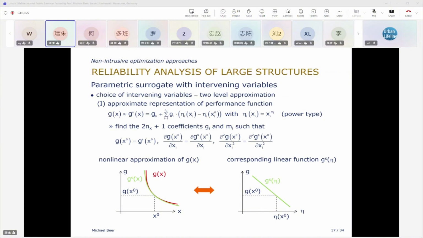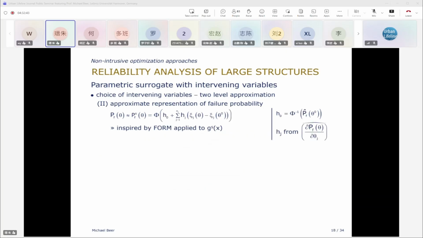If we substitute the physical parameters, we have a nonlinear approximation to the nonlinear limit state, which is usually of quite high quality. But then we can solve the whole problem in a linear way. A linear limit state surface means we can typically use the first order reliability method. So what does this mean?